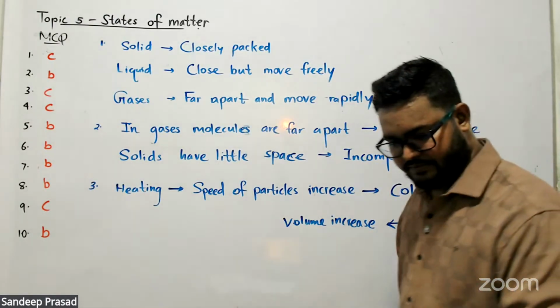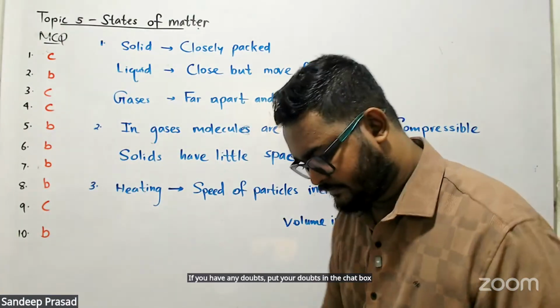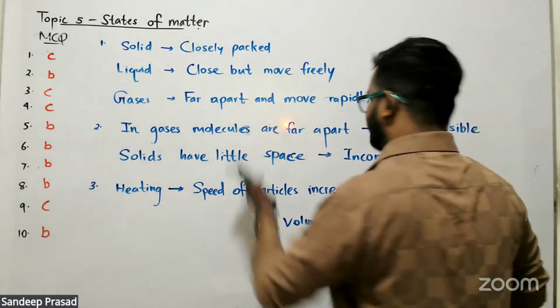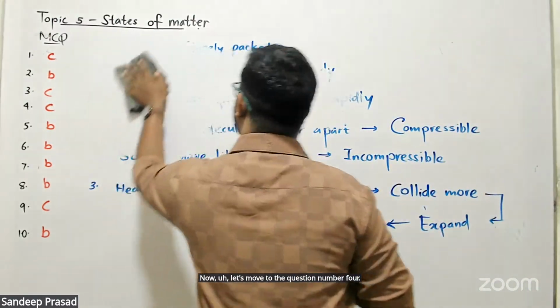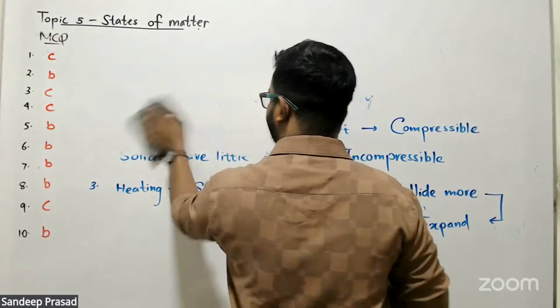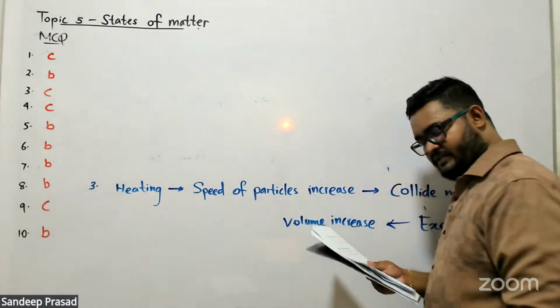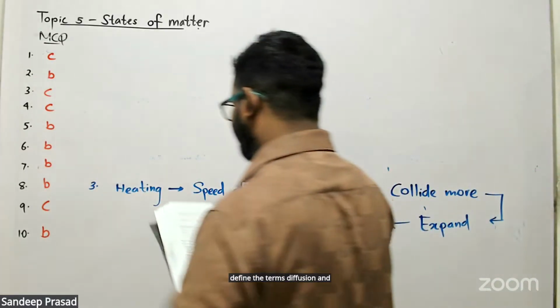Good. Right. If you have any doubts, put the doubts in the chat box, okay? Now, let's move to question number 4. Define the terms diffusion and Brownian motion with examples.